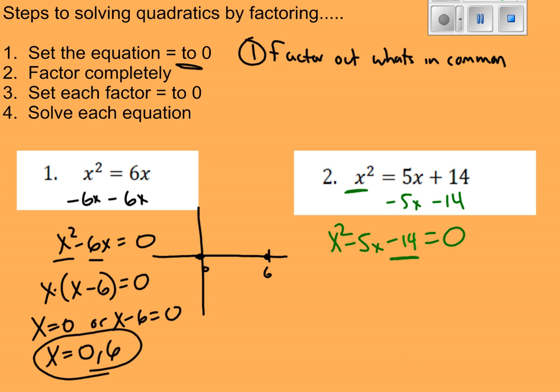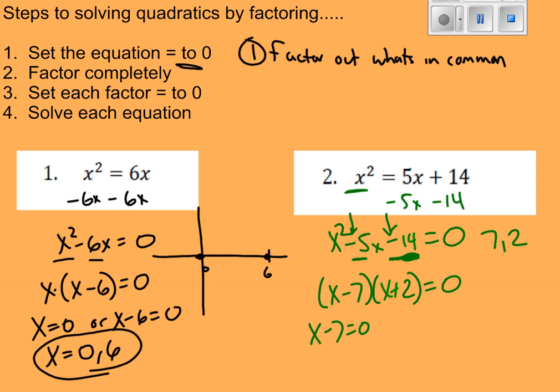I go from right to left. I start with this number, 14. All right? So I've got to think about what multiplies to 14 but subtracts to 5. Okay, and that's obviously 7 and 2. So now I look at this sign. That is negative. If that's negative, that goes with the bigger number. So 7 is bigger than 2: x minus 7, x plus 2. So that means x minus 7 equals 0, or x plus 2 equals 0. So x equals 7 or negative 2.